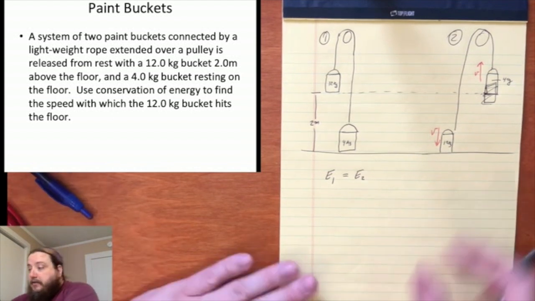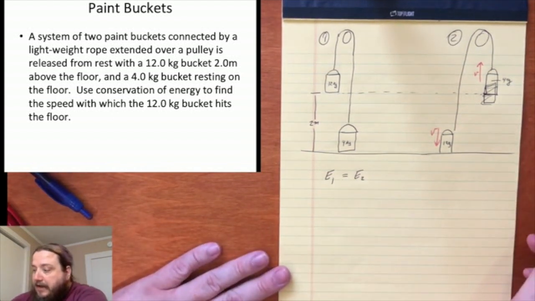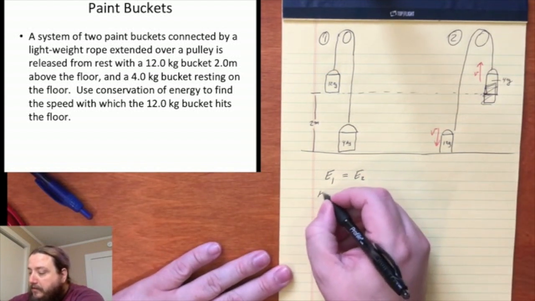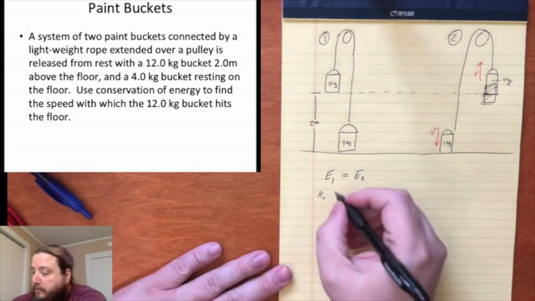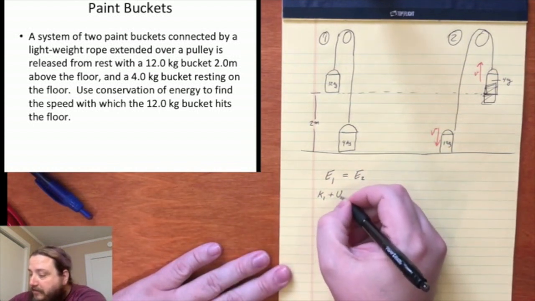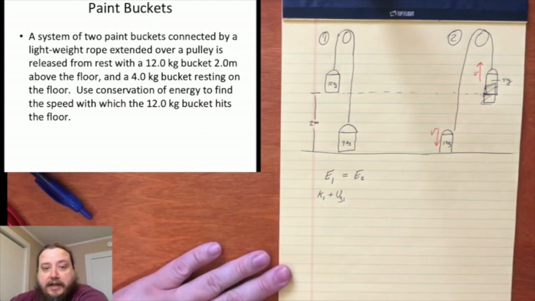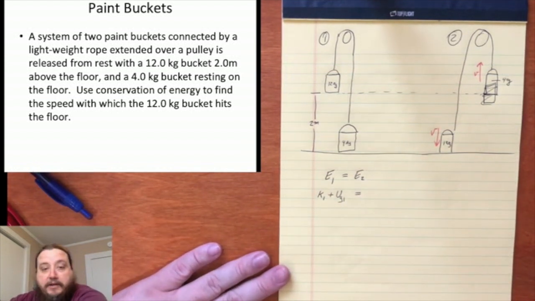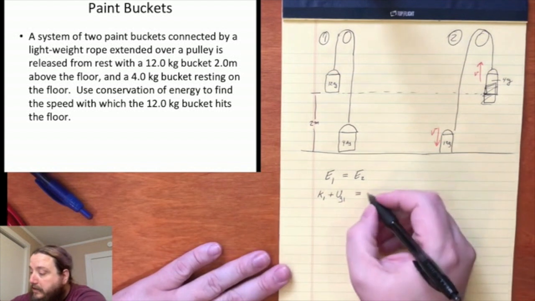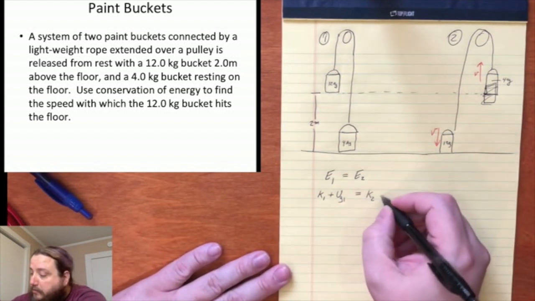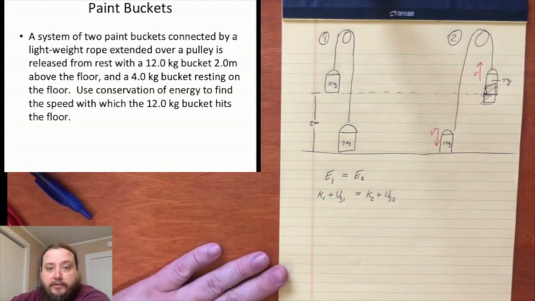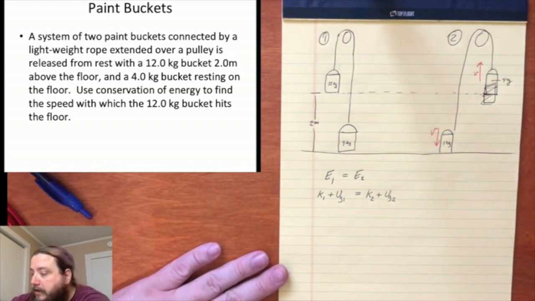So let's go ahead and just evaluate the energy at moment 1. All right, so the total mechanical energy at moment 1, that's going to be the kinetic energy at moment 1 plus, in this case, the gravitational potential energy at moment 1. And the total mechanical energy at moment 2 will be the total kinetic energy at moment 2 plus the total gravitational potential energy at moment 2. Okay.